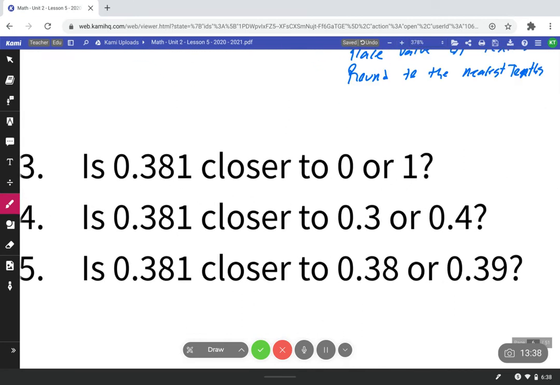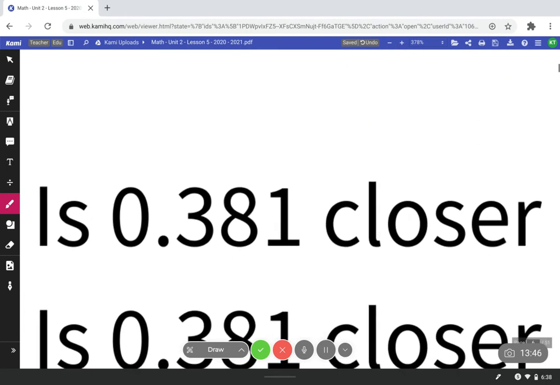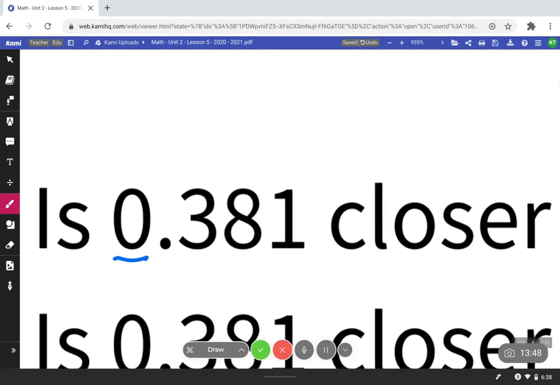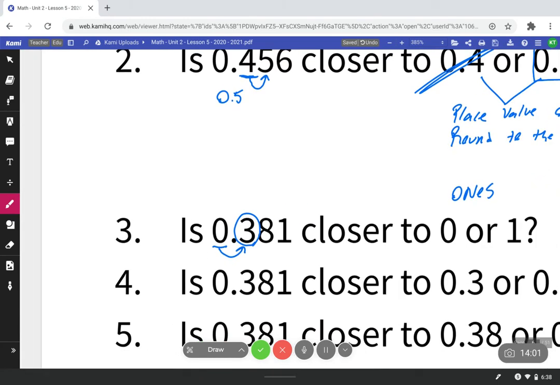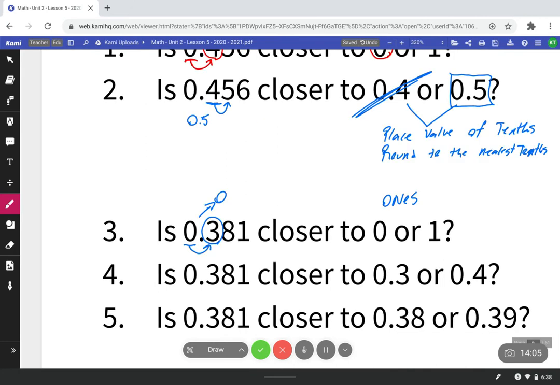Is 381 thousandths closer to 0 or 1? So we need to round to the ones place. That's the place value you're rounding. 0 is in the ones place. I look to 3 because that's the next place value. 3 is less than 5, so 0 stays the same. This rounded number is 0. So it is closer to 0.